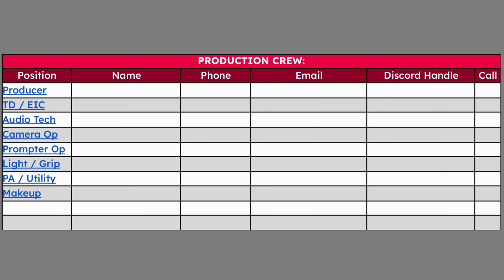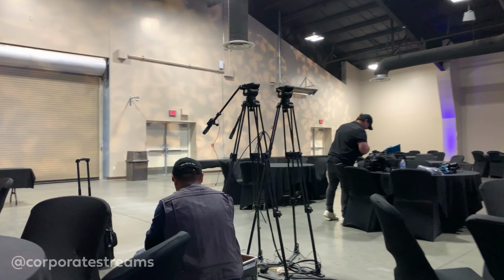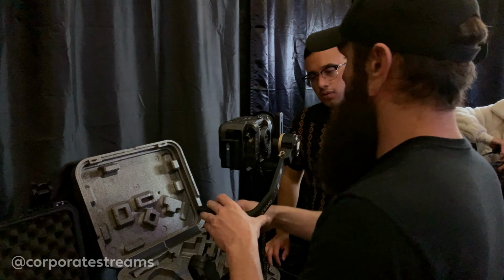In your production crew, it's helpful to have a phone number, an email. We use Discord for our instant messaging. So those are things you can consider adding here as well. And then finally, we have our calls. So like I discussed earlier, some people will have a pre-call, which means they're there before the crew to set stuff up or what have you. So those can all be listed individually as well.